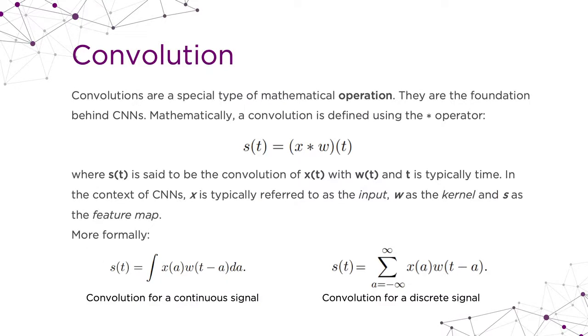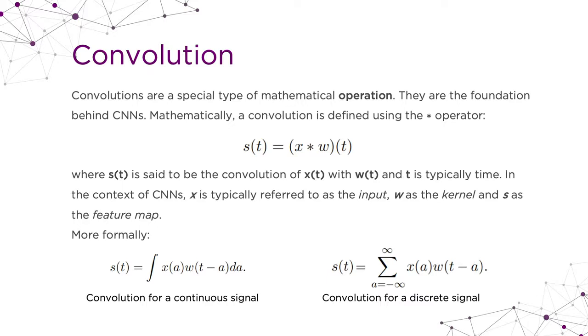So let's look at a bit of the mathematical formulation for convolutions. So again, it's an operation. Typically, it's denoted with this star operator. So here we say that S of t is the convolution of x of t with w of t. And if we're talking about a 1D signal, we can think about t here being time. In the context of convolutional neural networks, we usually refer to x as being the input, w being the kernel, and s as the output or the feature map. And we're going to come back to this.